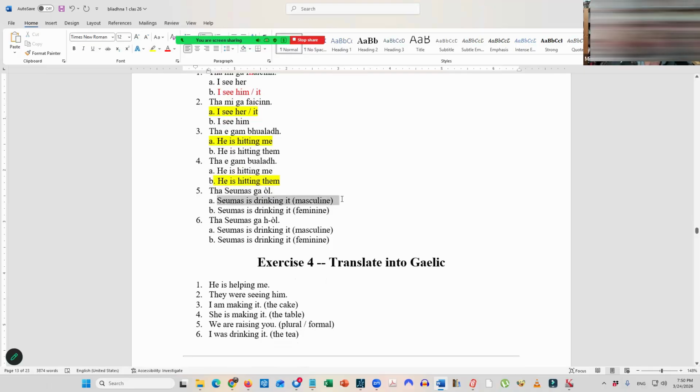No, it's the masculine. The feminine takes the H. Yeah, so I've just given you the next one. But this would be feminine, Gahol, okay? And this would be masculine, Gaol, okay? I'm not sure I understand.